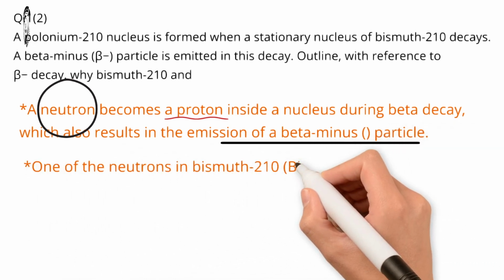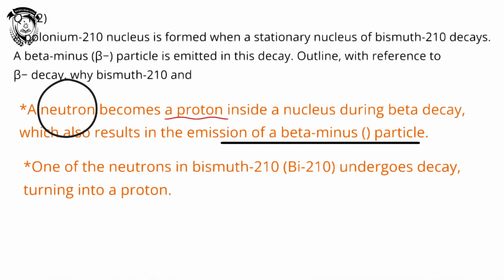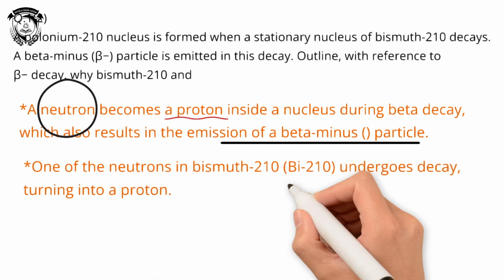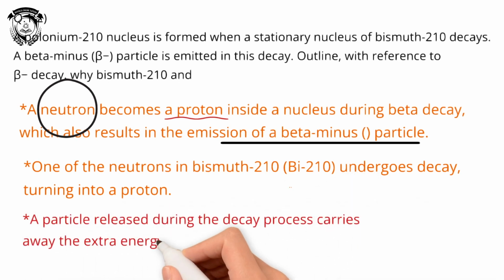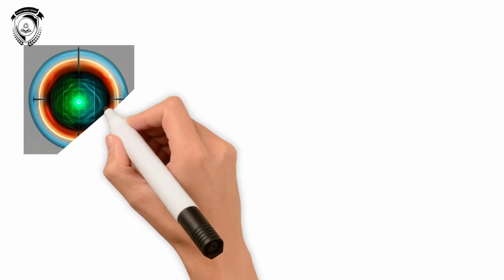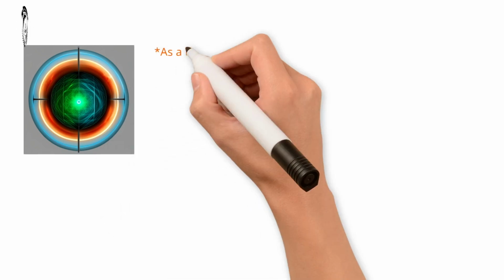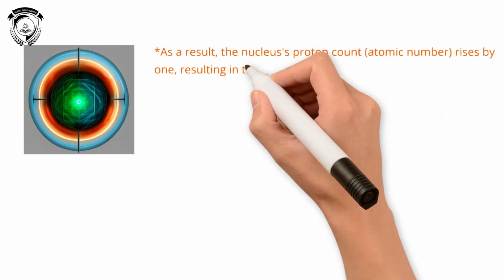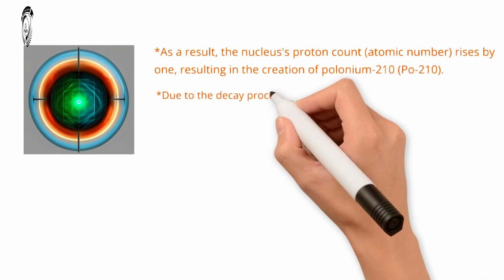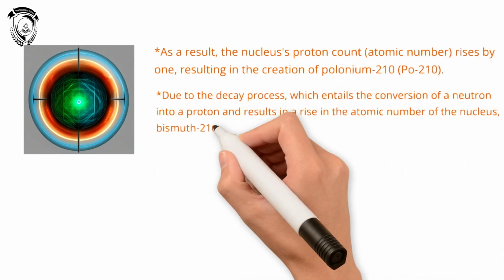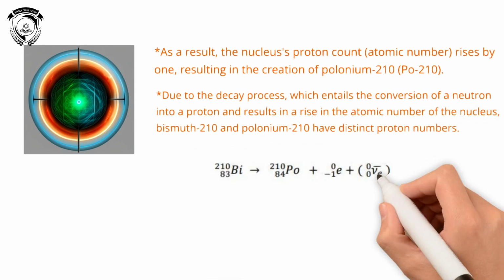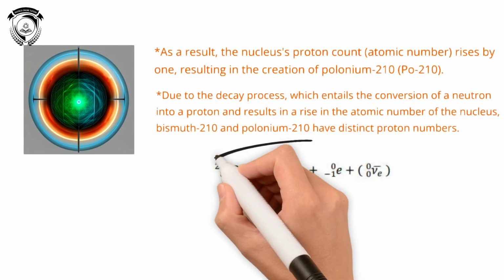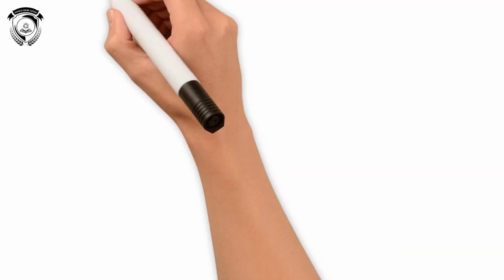So that means one of the neutrons in bismuth is undergoing decay and turning into a proton. A particle is definitely released during this process, and that particle carries the extra energy and charge that is created by the conversion of a neutron into a proton. If you look at this equation, you will see that bismuth is changing to polonium because a neutron is changing to a proton. That is why in this equation bismuth has atomic number 83 and polonium has atomic number 84.